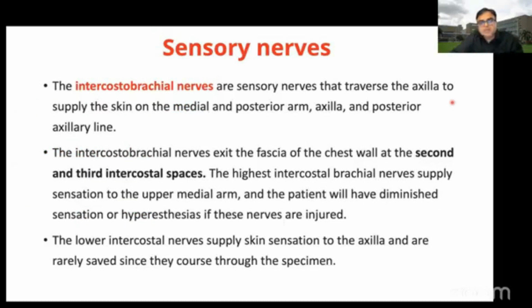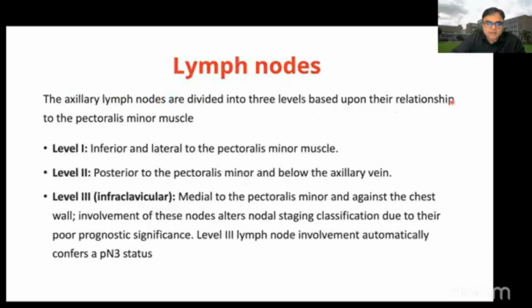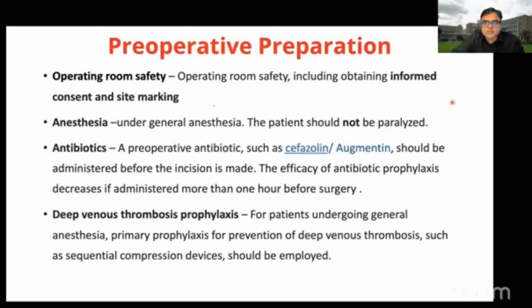There are some sensory nerves also passing through the axilla: the intercostobrachial nerve from the second intercostal and the third intercostobrachial nerve. These mainly supply the medial upper arm and axillary skin. Lymph nodes, we have seen level 1, level 2, level 3 on the basis of the pectoralis minor muscle. So coming to preoperative preparation.